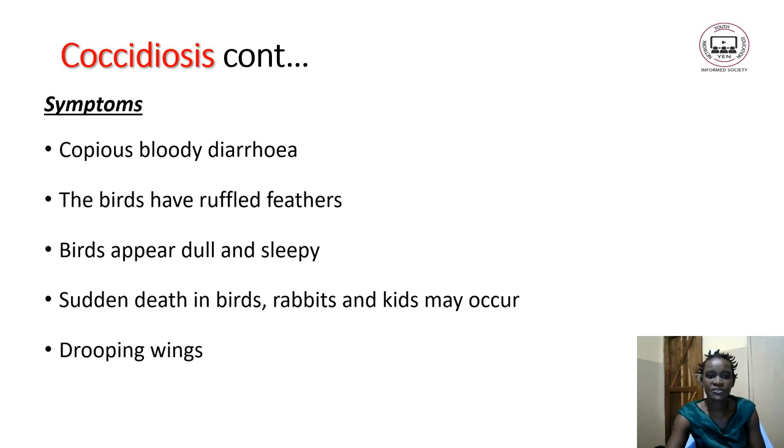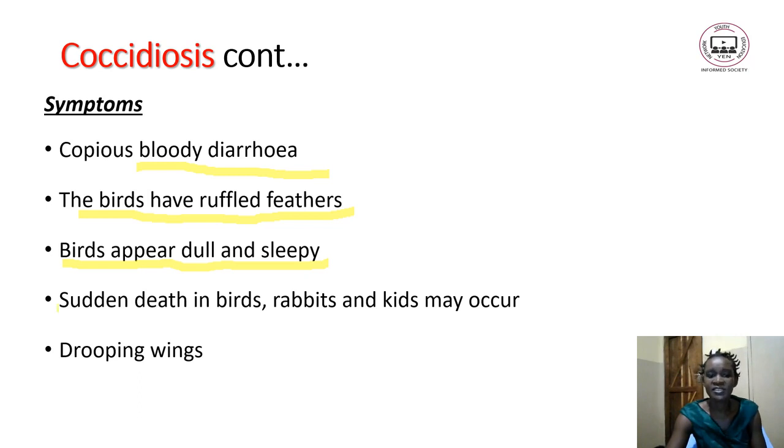Symptoms of coccidiosis. One of the symptoms of coccidiosis is bloody diarrhea. The droppings from the animals which are affected by the disease have some blood. Apart from that, the birds may have laphod feathers. Even the birds will appear dull and sleepy. Most of the times the birds which have been attacked by coccidiosis become very dull and sleepy.